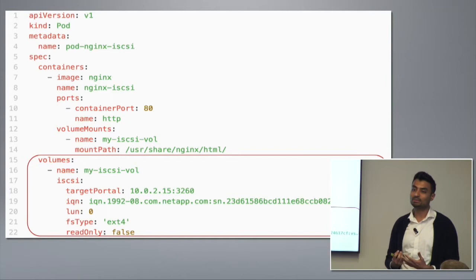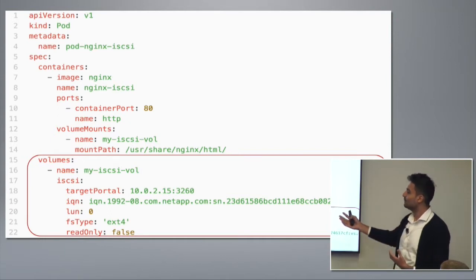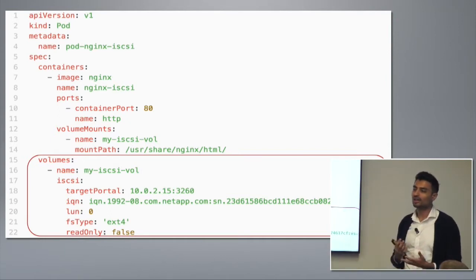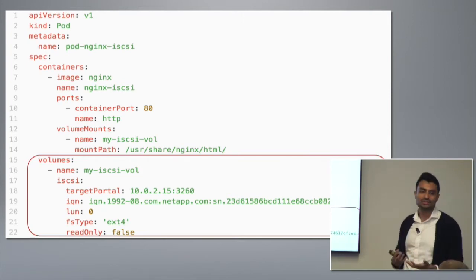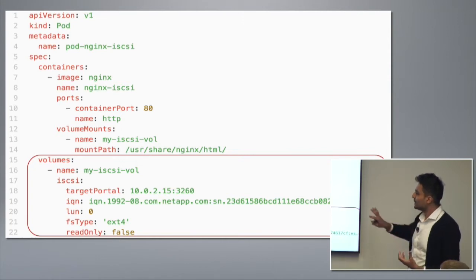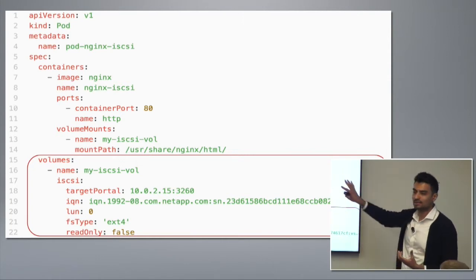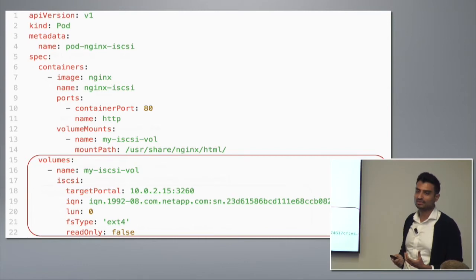As an application developer, I need to understand probably how iSCSI works and what kind of connection details my storage admin has provided me to actually use this storage in my application. But you can see that this particular volume is part of the application itself, right?